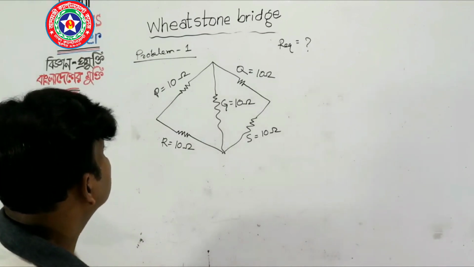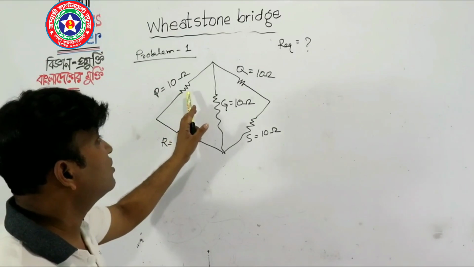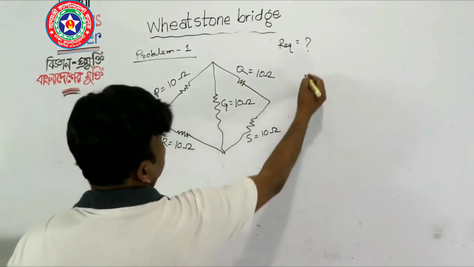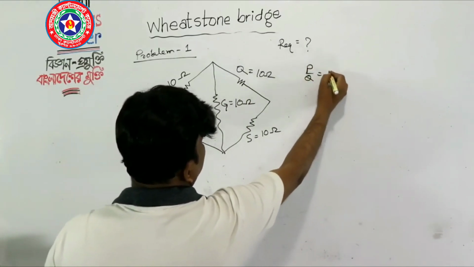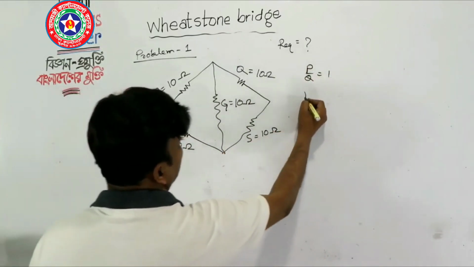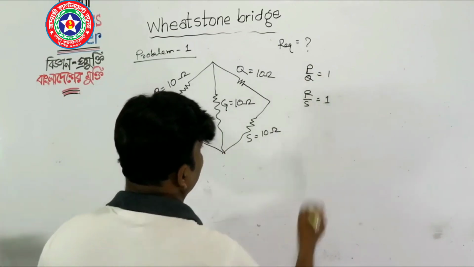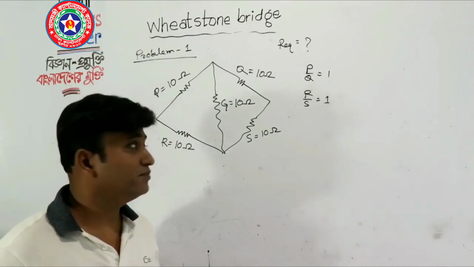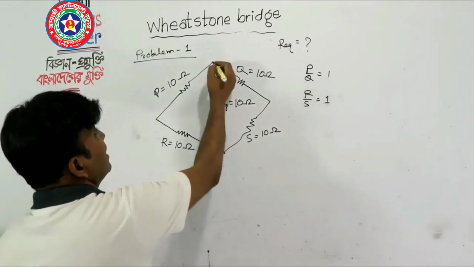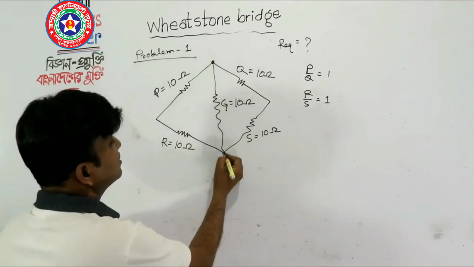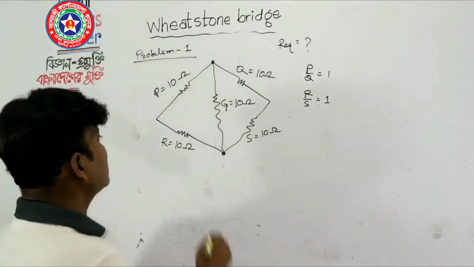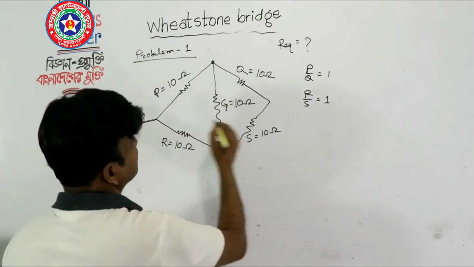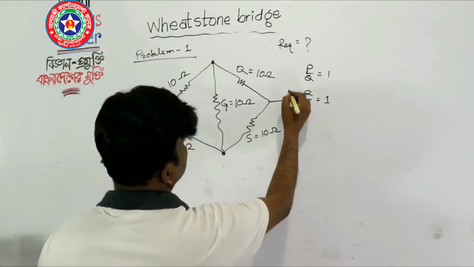Okay, now here we are getting that the ratio of P by Q is 1. Okay, P by Q is 1, and here the ratio of R by S is also 1. That's why the circuit follows the Wheatstone bridge principle. As a result, the potential at this point and this point will be the same. Suppose the current is flowing through this terminal to this terminal.